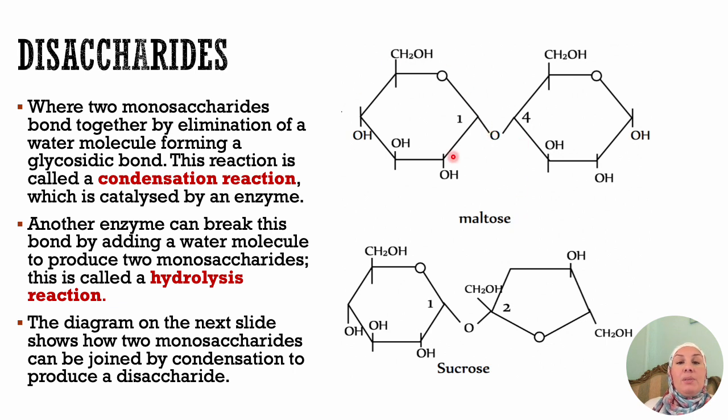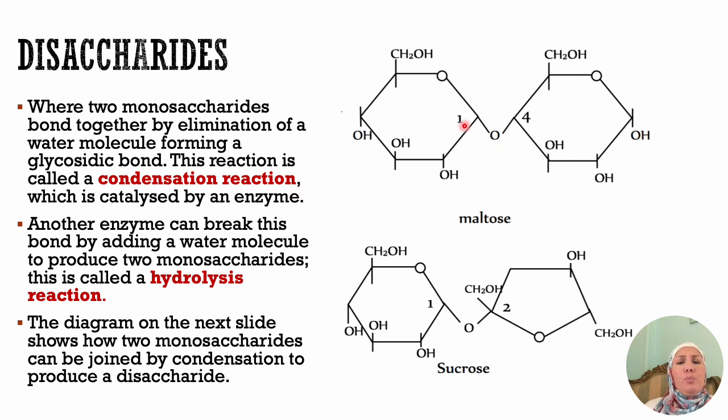Maltose here is made up of two alpha glucose molecules. Here is carbon number 1 on one of them, carbon number 4 on the other one, and water was removed here. Now there's an oxygen holding these two rings together. Because water is removed, we call this reaction a condensation reaction.